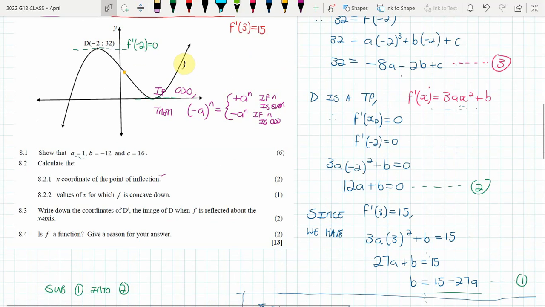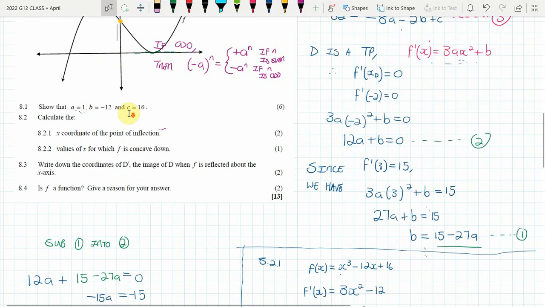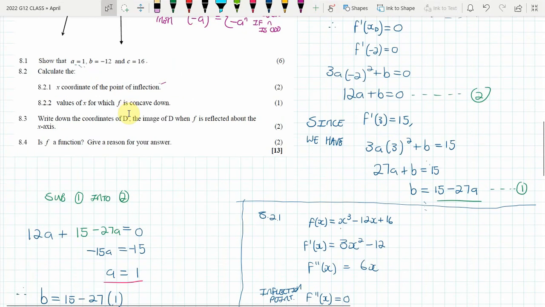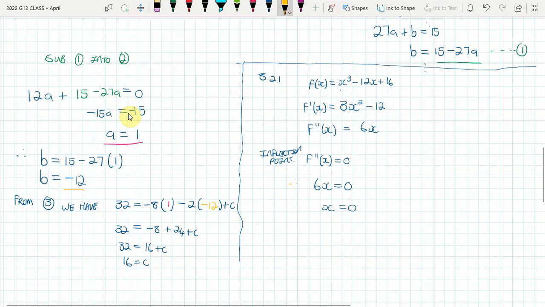The point of inflection is 0. Okay, so that means the y-intercept is the point of inflection. But remember, these graphs are not always drawn to scale, but it seems drawn to scale, this one. Okay, this is the x coordinate of the point of inflection. We are done with 2.1.